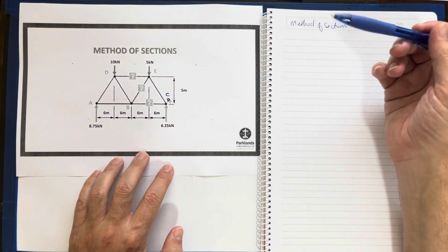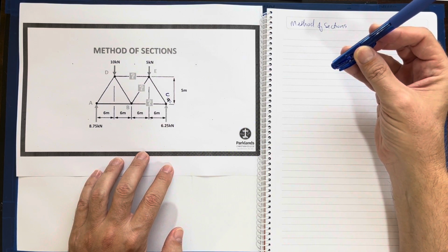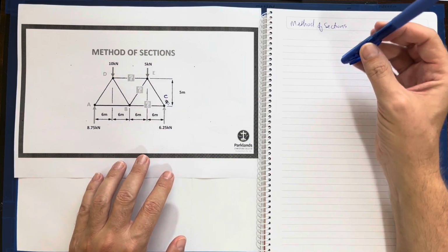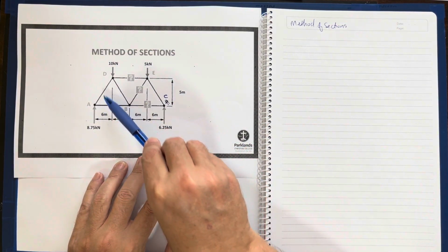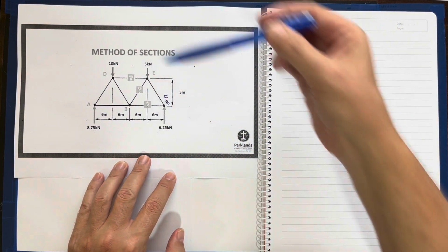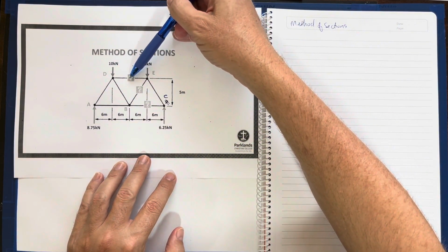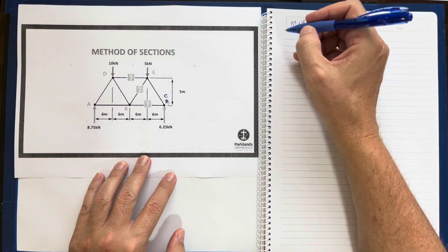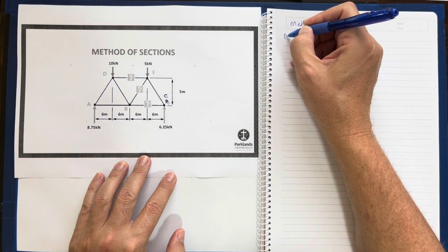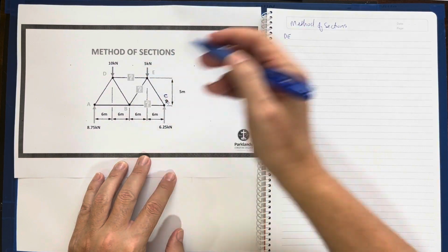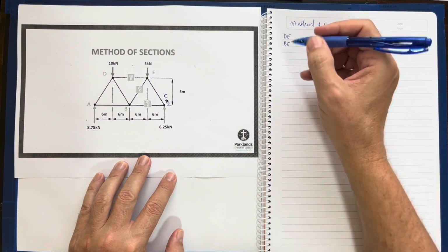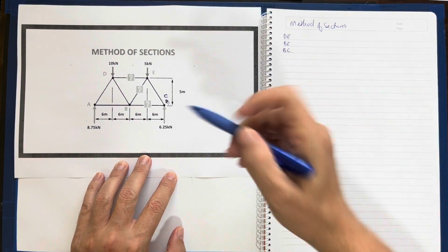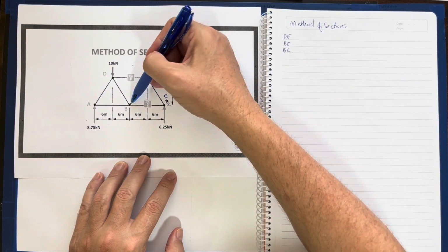What method of sections says is we're going to use moments to solve for the forces in the members, but we're not going to have to solve every single member's force. You will be asked in method of sections to solve for only certain members. So in this example, you're being asked to solve for the forces in DE, BE, and BC. I don't know why it said P. DE, BE, and BC.